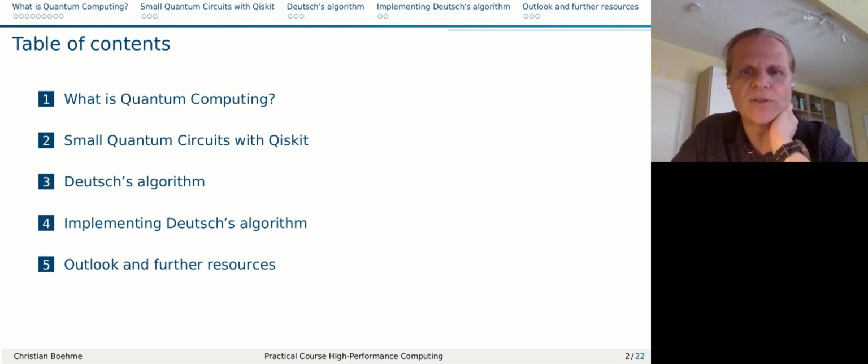The first exercise, then, we will write a small quantum program or quantum circuit with Qiskit. And then I will walk you through Deutsch's Algorithm. Deutsch's Algorithm was one of the first algorithms invented which proved that quantum computers for some tasks can be superior to classical computers. So it's interesting from a historical perspective, but also because it's relatively easy to understand and implement. And that's what we are going to do then. We will implement Deutsch's Algorithm. And finally, I will give some outlook on the current state of quantum computing and some further resources if you are interested to follow up on this topic.